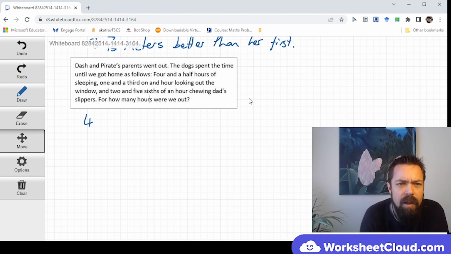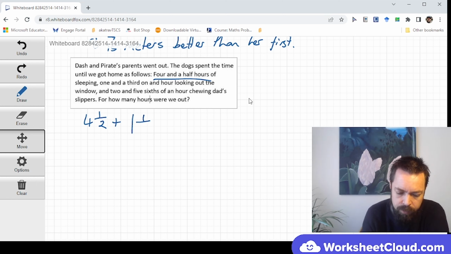Okay, so what did we say? We said 4.5 hours sleeping plus 1 1/3 of an hour looking out the window. Oh my goodness, we've got a third one. So 1 1/3 and 2 5/6. Oops, 2 5/6 of an hour chewing my slippers. That's naughty. So then that's when we came home. So how many hours were we out?